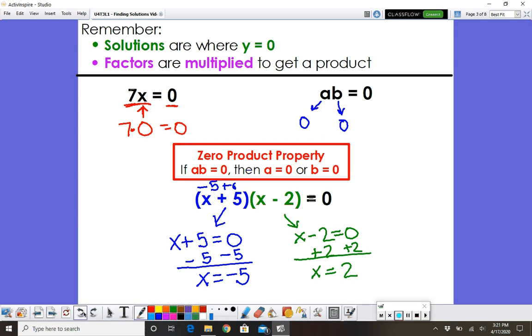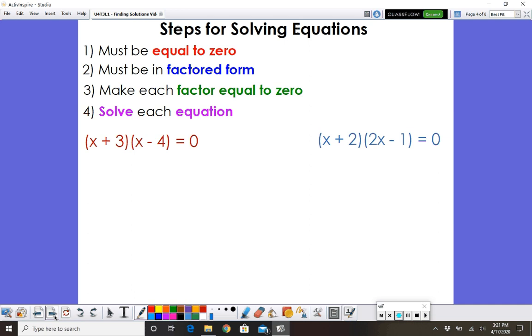So we can see that as long as one of those two factors is 0, we're going to get an answer of 0. So how do we use this to help us solve equations? There are 4 steps to keep in mind. I want you to use this like a checklist.